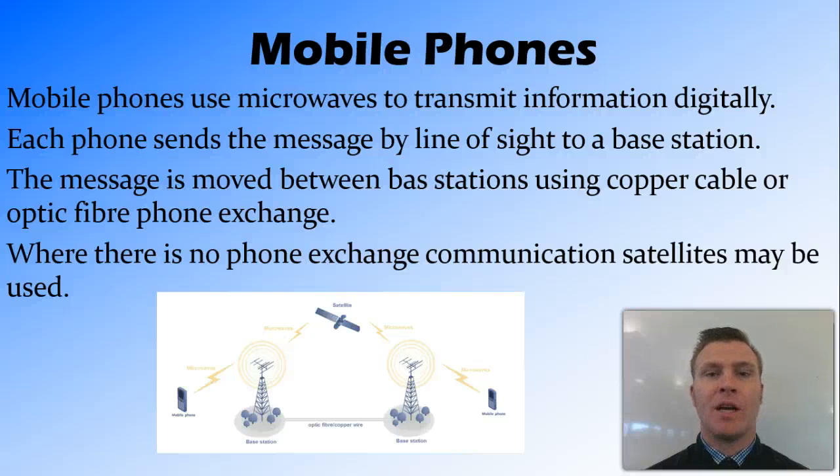In places where there isn't a hard wire between the two base stations, for example, in a lot of cases calling internationally, these transmissions can be sent using communication satellites. And again, this is using microwaves to communicate between the base station and the satellite.